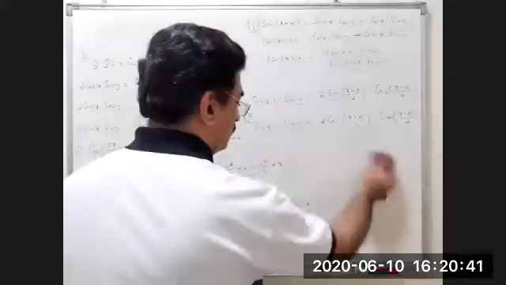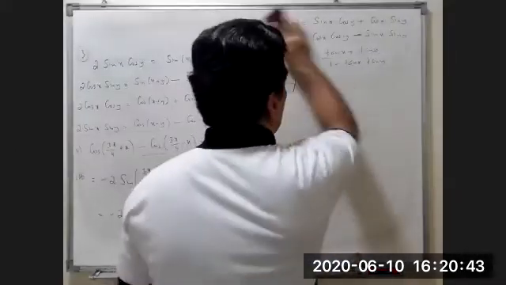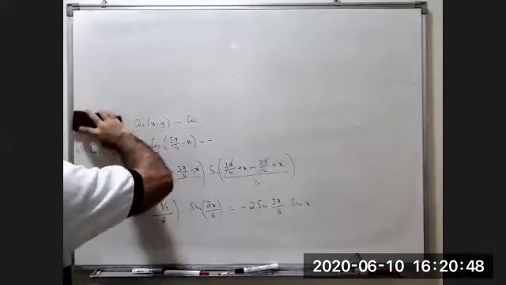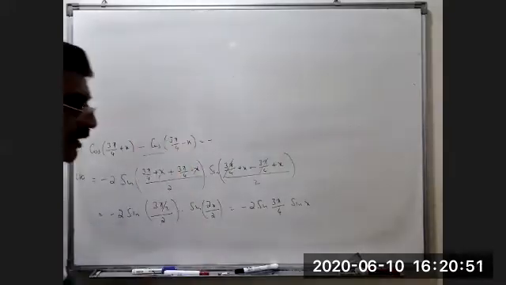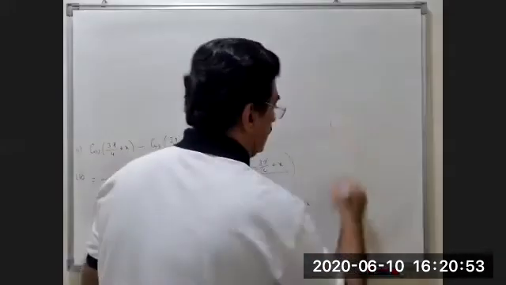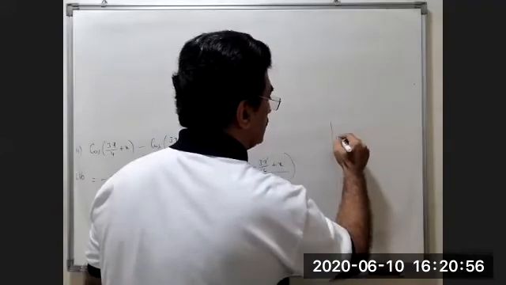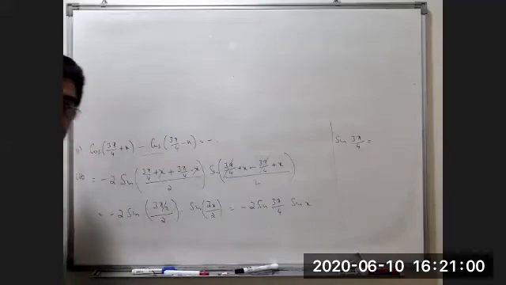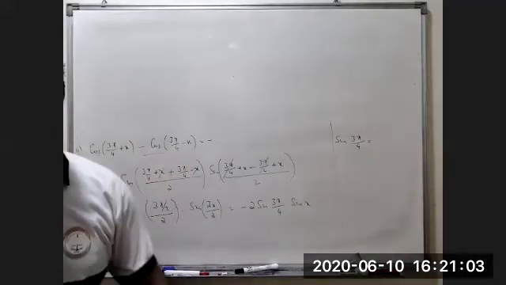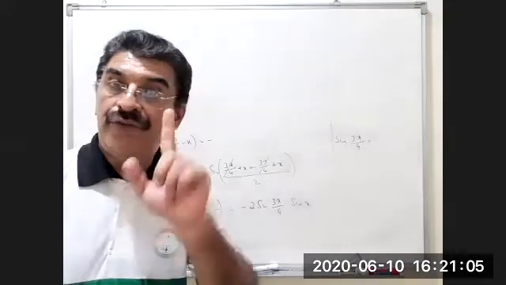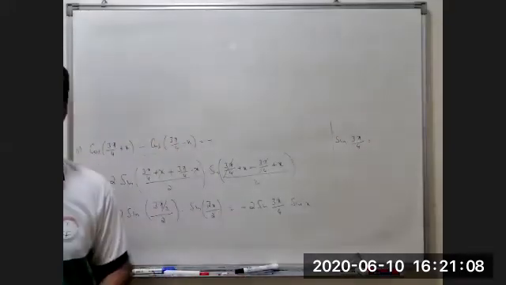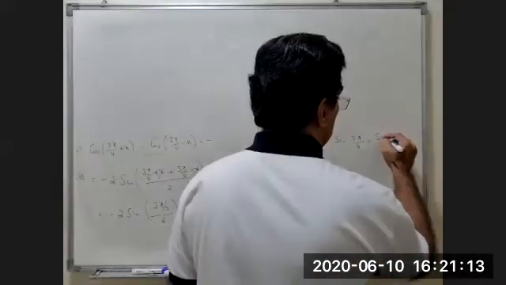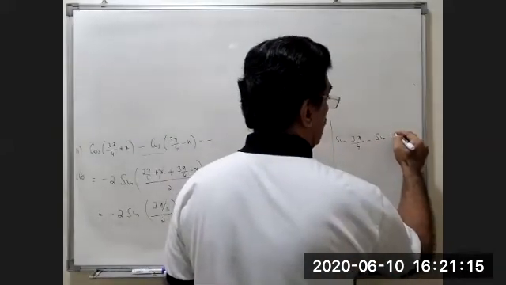Now, this inside, evaluating sine 3 pi by 4. You have evaluated: pi by 4 means 45 degrees. Remember, pi by 4 is 45. 3 pi by 4 is 3 into 45, which is 135.